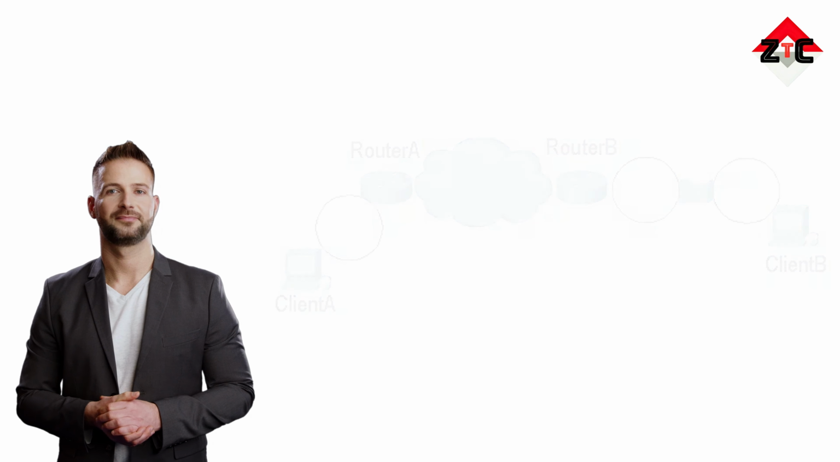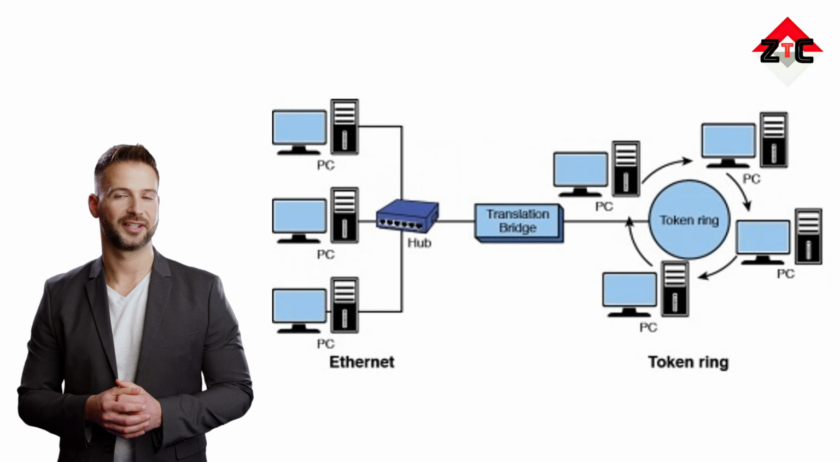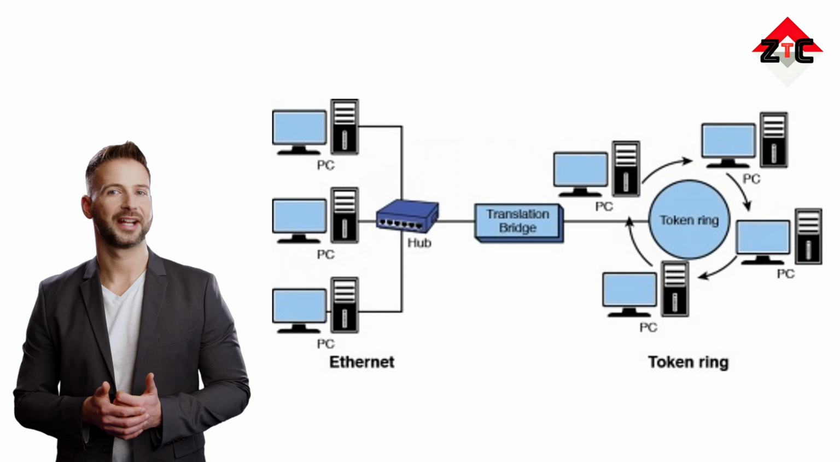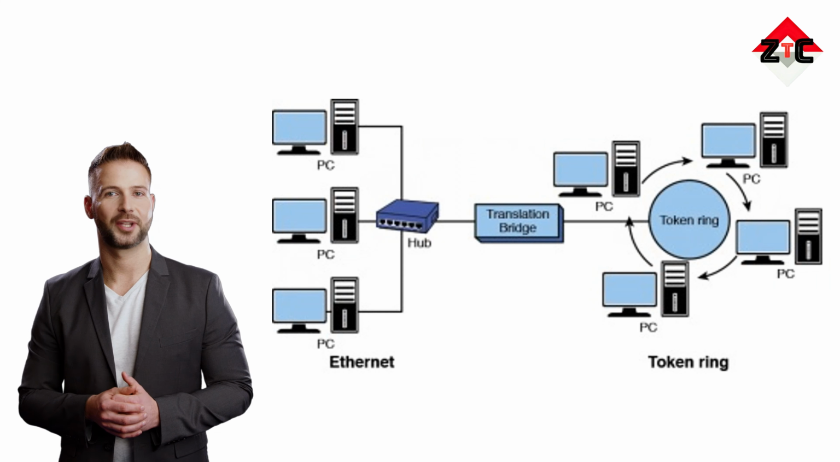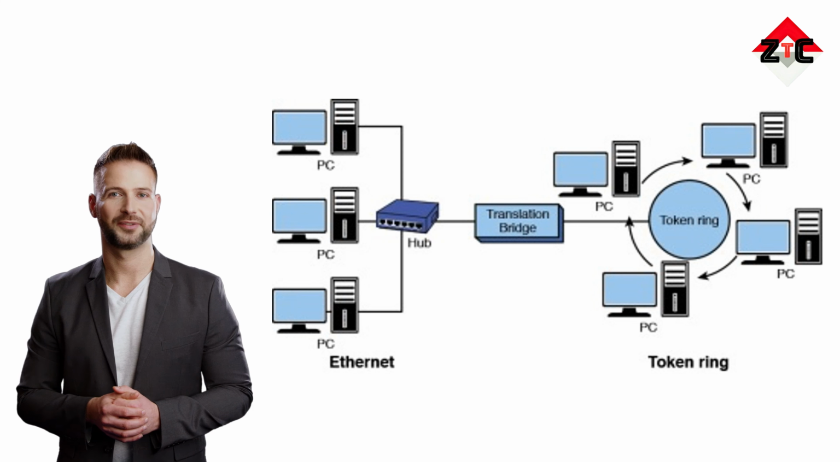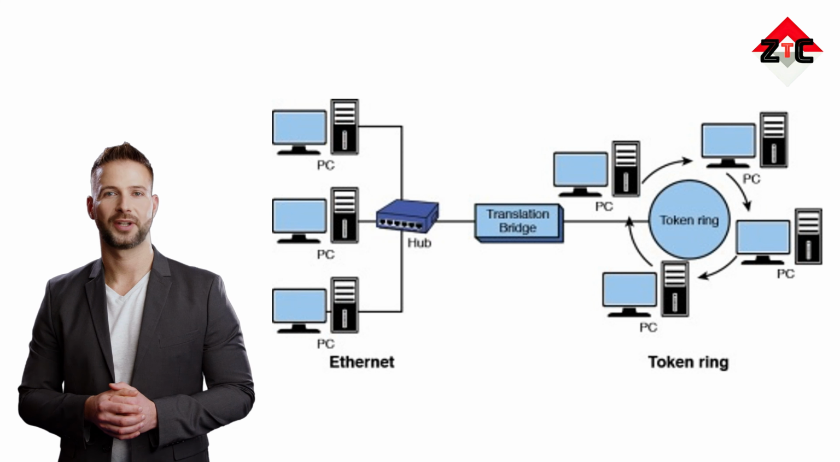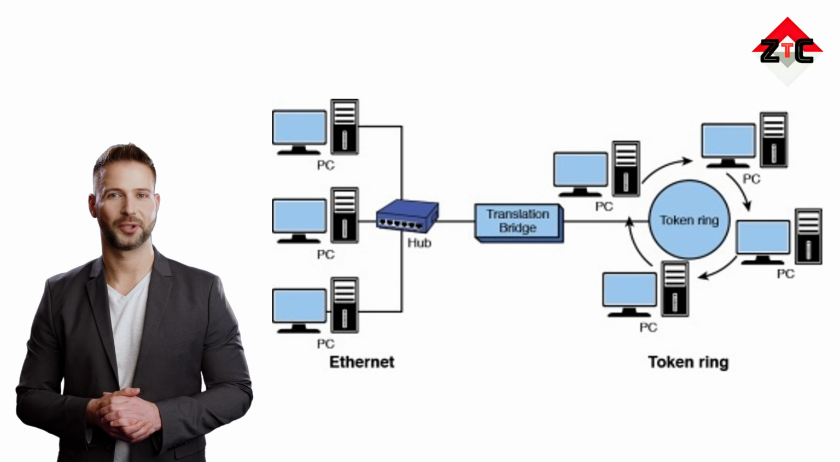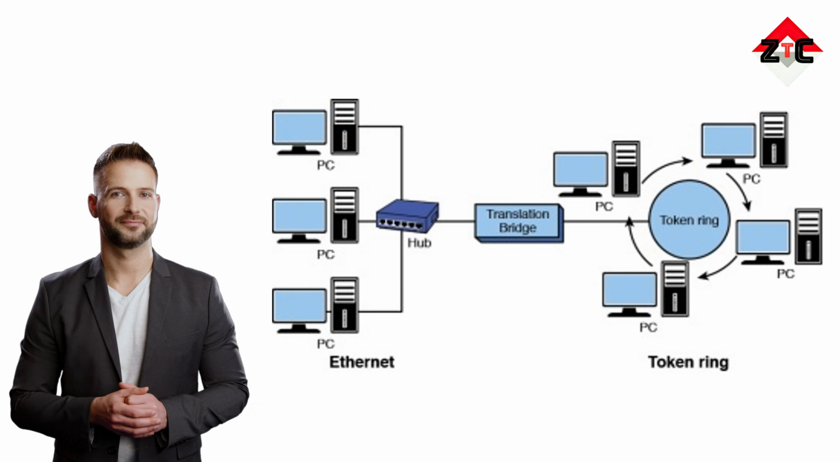Translational bridge. Translational bridges convert the received data from one networking system to another, or are used to communicate or transmit data between two different types of networking systems. Like if we are sending data from a token ring to an Ethernet cable, the translational bridge will be used to connect both the networking systems and transmit data.